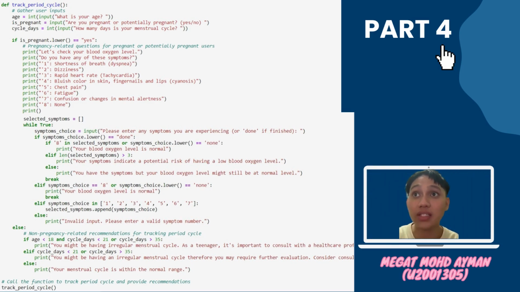oxygen level by listing out the symptoms of having a low blood oxygen level. Some of them are shortness of breath, dizziness, rapid heart rate, bluish color in skin, fingernails and lips, chest pain, fatigue, confusion or changes in mental alertness, or none. So then we write out the code.